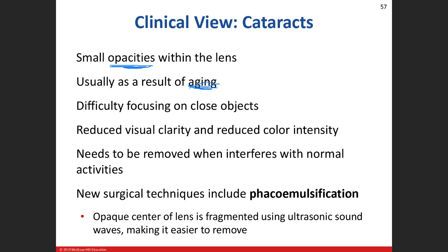So the problem is accommodation, looking at things close up, and because you have these opacities there, it's going to interfere with light entering the lens. It can't obviously travel through the opacities, so you're going to have a reduction in visual clarity, and then also the intensity of certain colors, or certain images will be reduced there. So a lot of times they'll just remove the opacities. One of the techniques that they use is phacoemulsification. Basically, a lot of it is lasers now, but you can use sound waves, just blast those opacities out. Believe it or not, there's quite a few different techniques that they've been using.